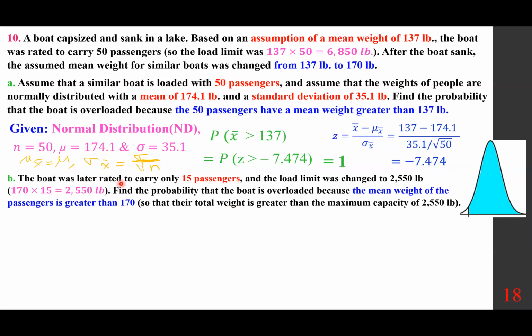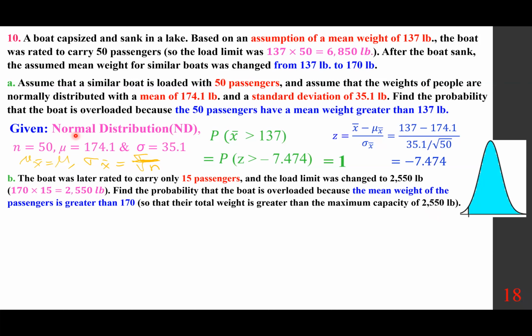Now, the boat was later rated to carry only 15 passengers. Notice, from 50, we're going to go to 15. This is quality control, saving people. And the load limit was changed to 2,550, which means 170 times 15, okay, or 2,550 pounds. Now find the probability that the boat is overloaded because the mean weight of the passengers is greater than, now we are changing the number to 170, so that their total weight is greater than the maximum capacity of 2,550. So again, we are dealing with normal distribution.